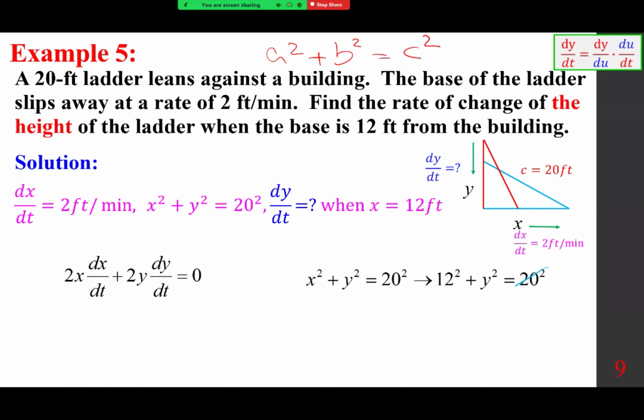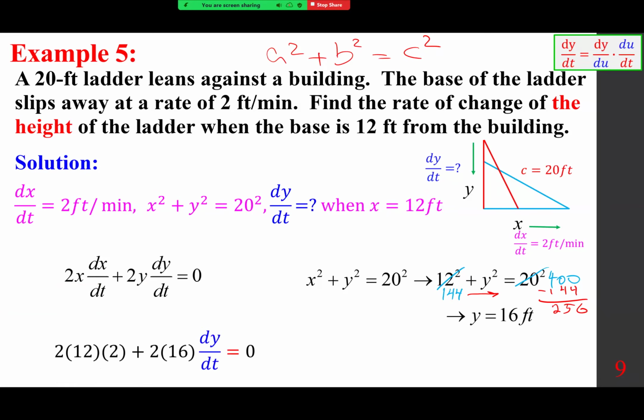So this is 400. This is 144. Subtract. And you get 256. y squared is 256. y is plus or minus 16. We just keep the 16 only. And now we are ready to plug in.